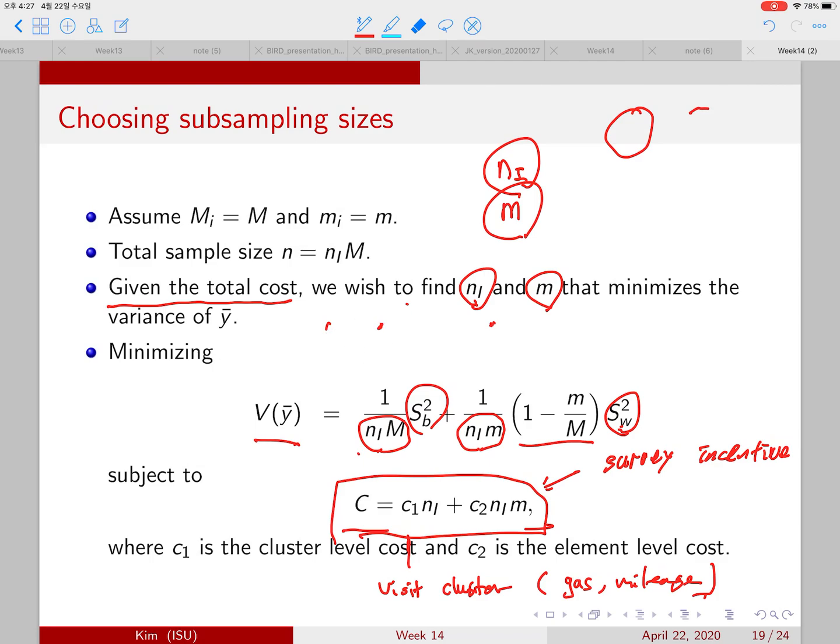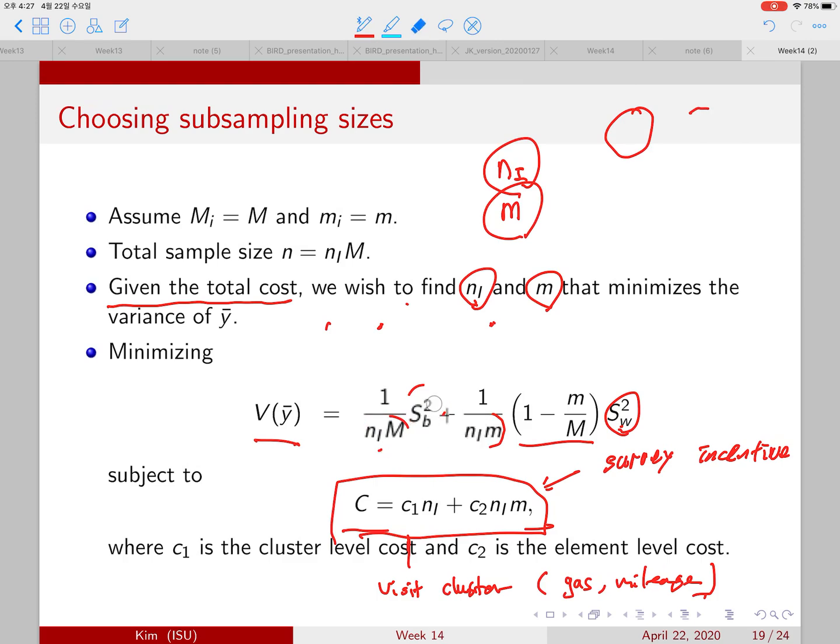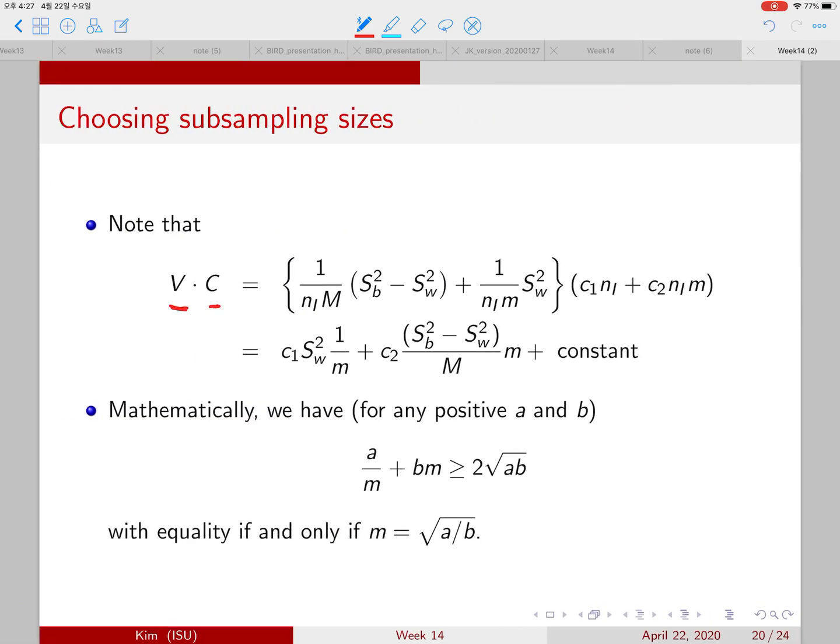Okay, so now how to solve this problem? There's an interesting result. One thing you notice is that in the variance everything has 1 over N1, and in the cost you also have N1 terms. So if you multiply V times C, where V means the variance of y bar, then the N1 cancels. So it's free of N1, and what is left is only M. We have M here, so you expand this, and you end up getting this form.